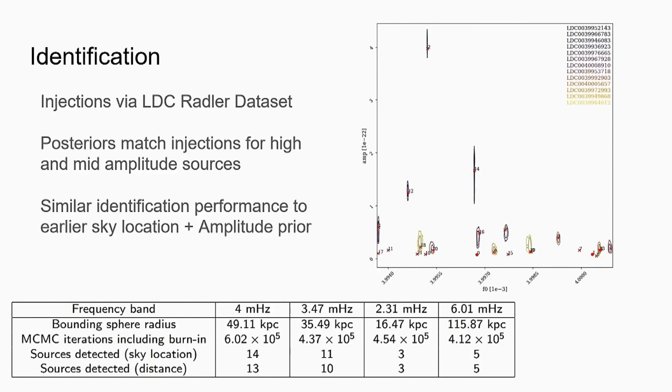So when we do this and we run it on the LDC, the LISA Data Challenge Radler data set, it's able to match sources approximately at the level that the earlier code was able to. This is a frequency amplitude diagram. The injections are the little crosses and dots. And you can see the posteriors in frequency and amplitude space graphed over the top of it. And then the summary chart is just showing for other bands. This is around 4 millihertz, but just sort of spot checking other bands. The lower numbers are how many sources are being identified.